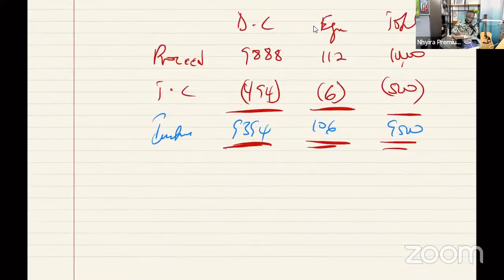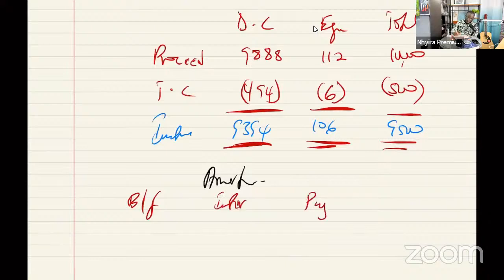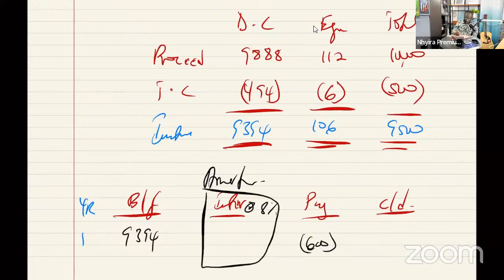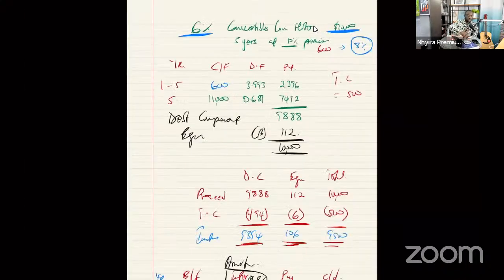Now on subsequent measurement, you prepare your amortized cost schedule, having your balance brought forward, your interest, your payment, and your carry forward. In the first year, your balance is 9394. You bring in the effective rate of 8%. Your coupon rate payment is 600. Then you get your answer. The interest calculated here will go to the P&L account. Then the carrying figure or carry down here will go to the statement of financial position. This is what we are talking about in relation to convertible loan notes.